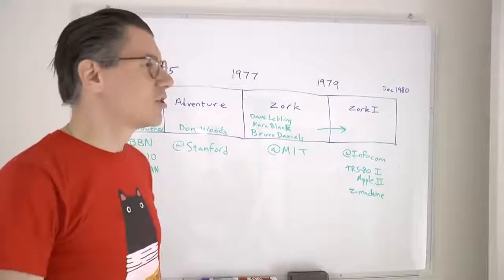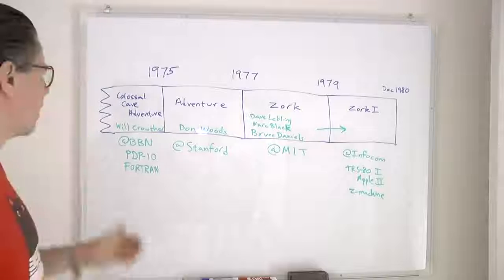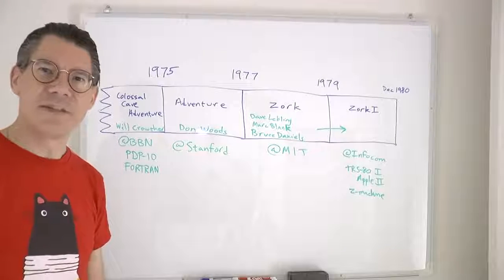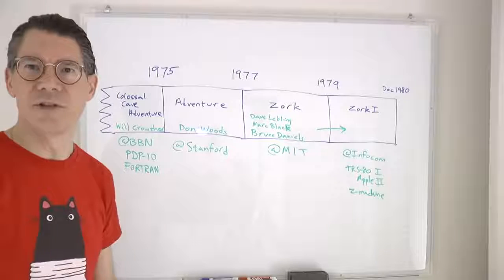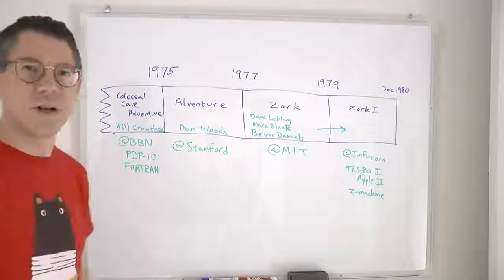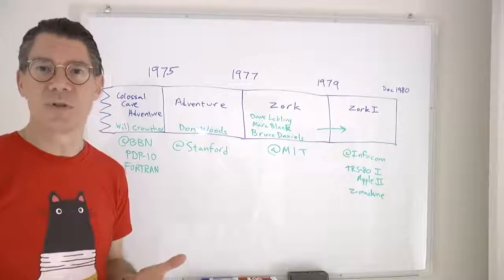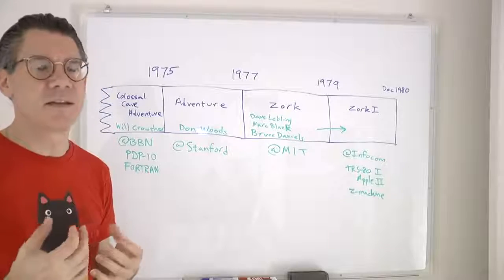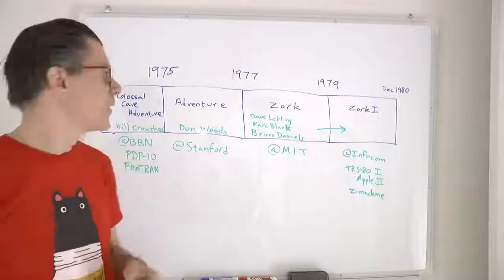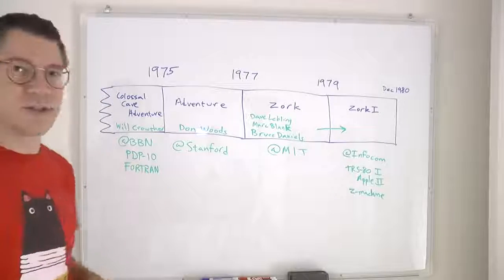So the history started in the 70s by a guy named Will Crowther, and he was an avid caver, and he would often go to Mammoth Cave in Kentucky. And what he wanted to do was create a computer program that could sort of recreate the experience of going through the caves, but on the computer. And he called it Colossal Cave Adventure.